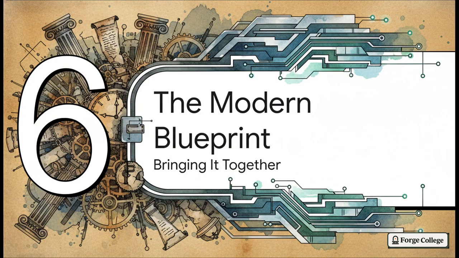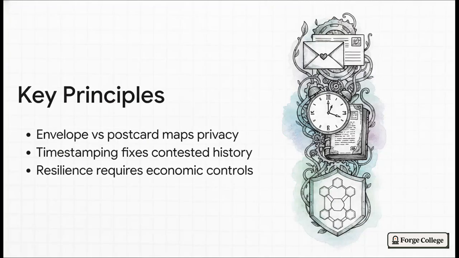Section 6. The modern blueprint. Bringing it together. Okay, so here are the 3 concise mental principles that you absolutely must take away from this explainer. First, always use the envelope versus postcard access to map out privacy against auditability. Second, understand that timestamping isn't just some cool tech trick, it's a safeguard against the very real social problem of contested history. And third, resilience doesn't just happen by accident. It requires explicit economic controls to remove those single points of failure that completely doomed early digital cash.